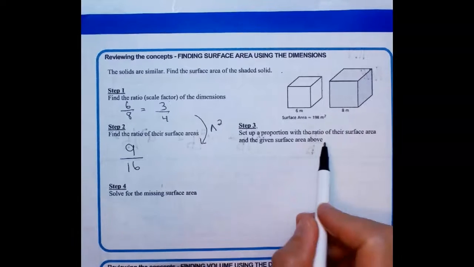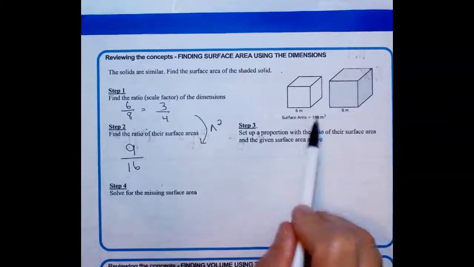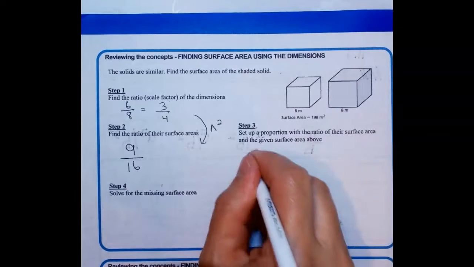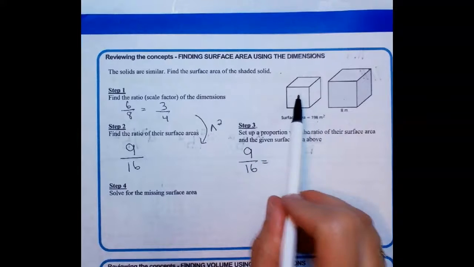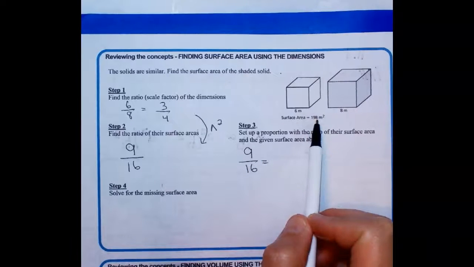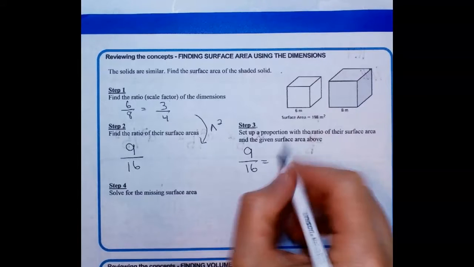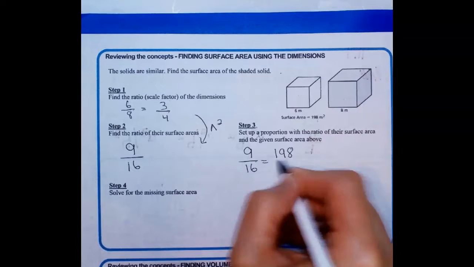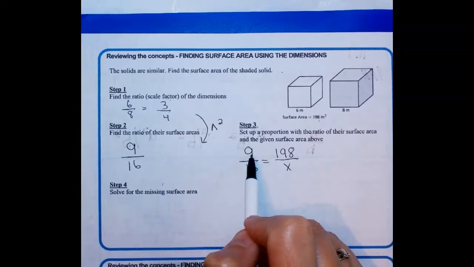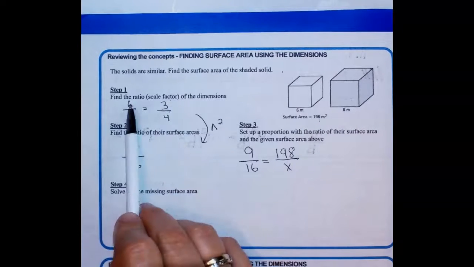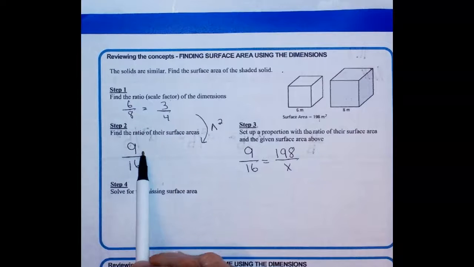It says set up a proportion with this ratio and the given surface area above. So I've got 9 over 16, and I've been told the surface area of this cube on the left is 198. I'm looking for this one. So here's where we're going to set up that proportion. We have 198 over x. And you might be asking, well, why do I put the 198 on the top and not the bottom? Because remember, this 198 corresponded with the side length of 6, which was 3, which was ultimately 9.